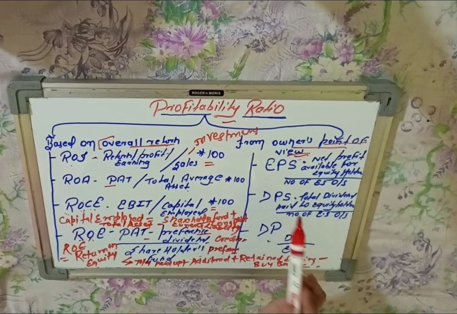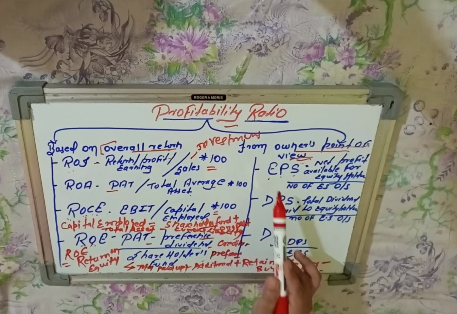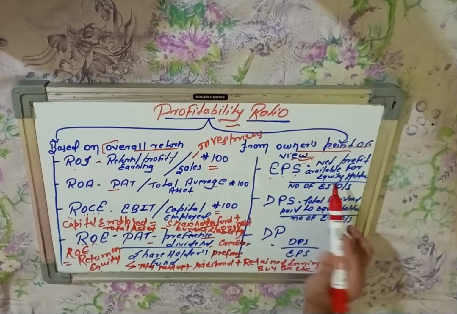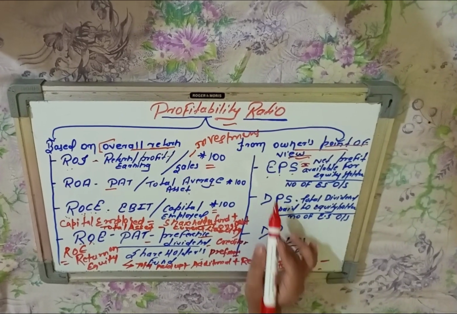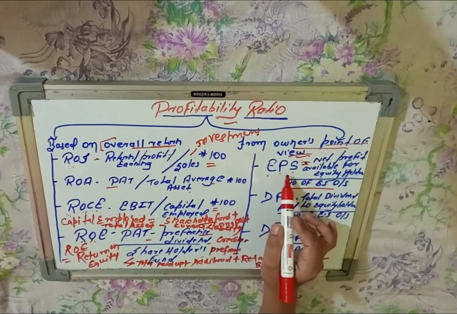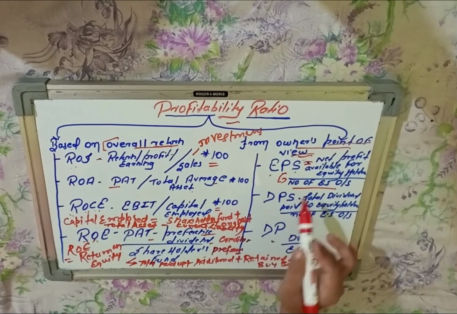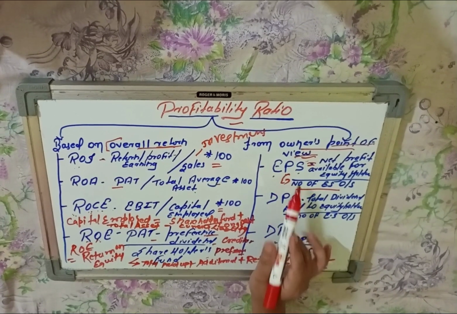So EPS, what is EPS? It's basically earning per share. What the company is earning per share. This is calculated as net profit available for equity shareholders, divided by the number of equity shares outstanding, because it is earning per share. So we will be dividing by the total number of equity shares outstanding to calculate the EPS.